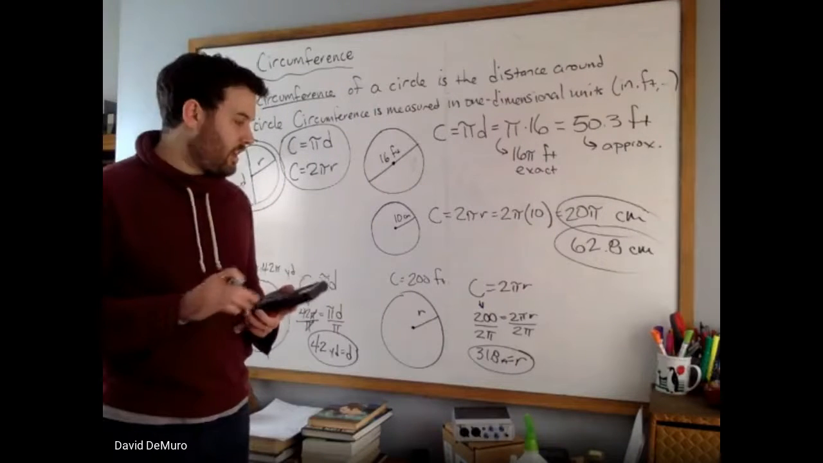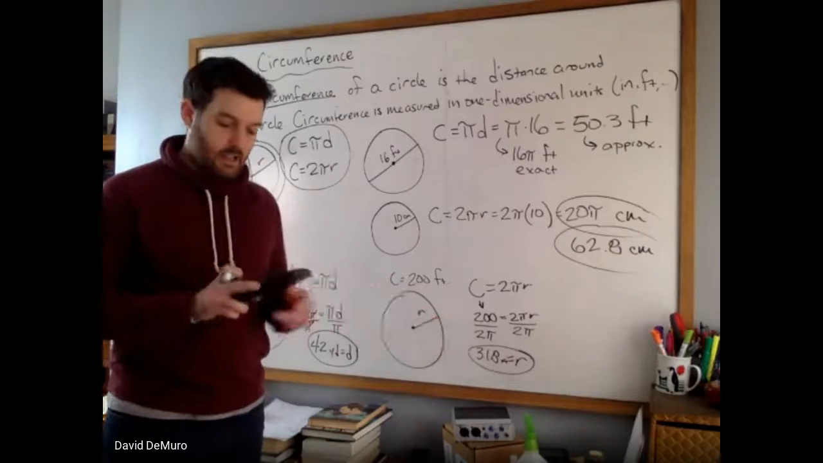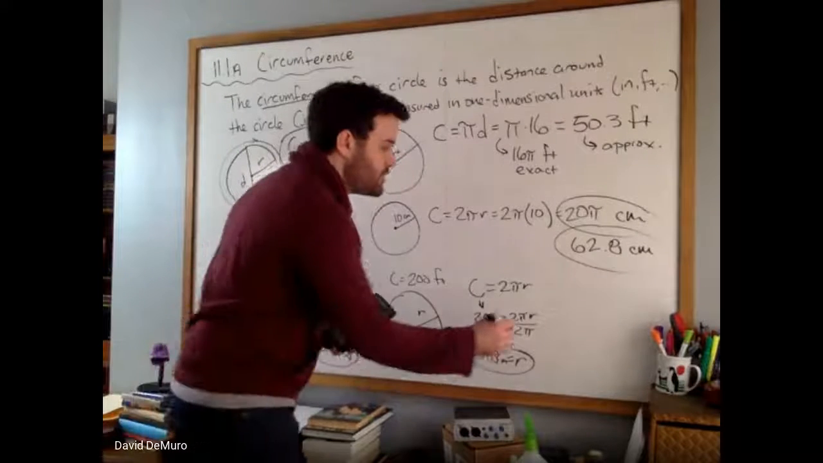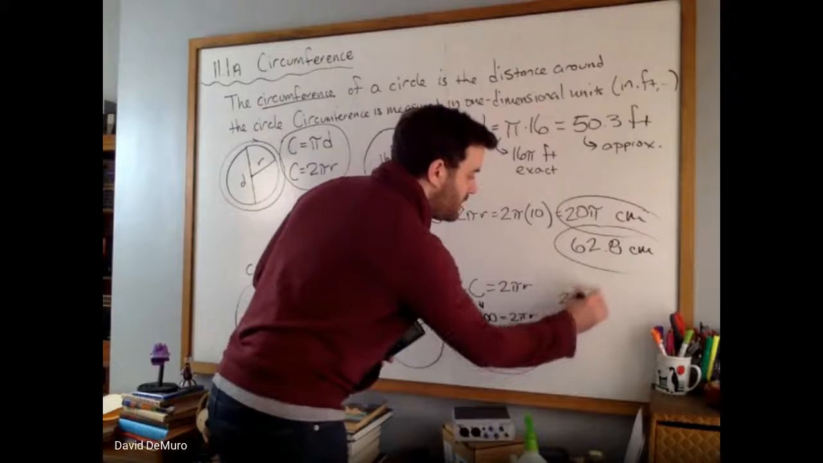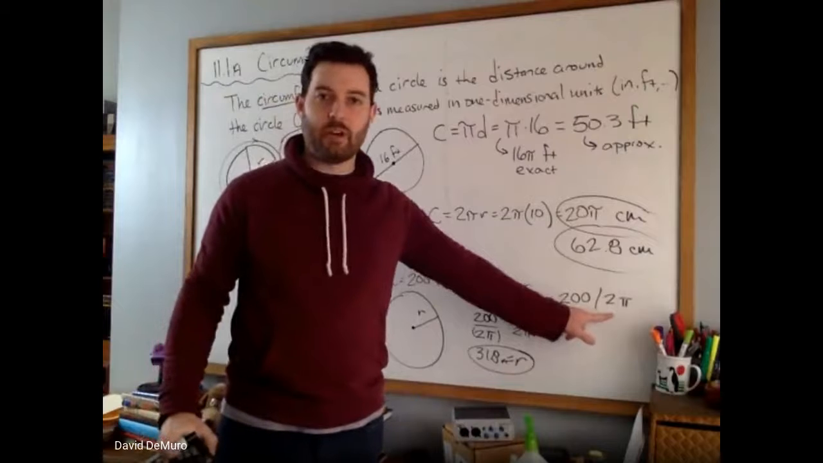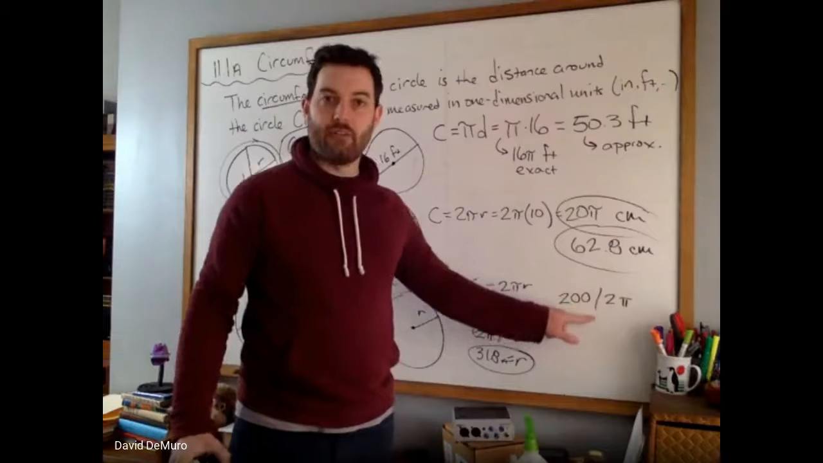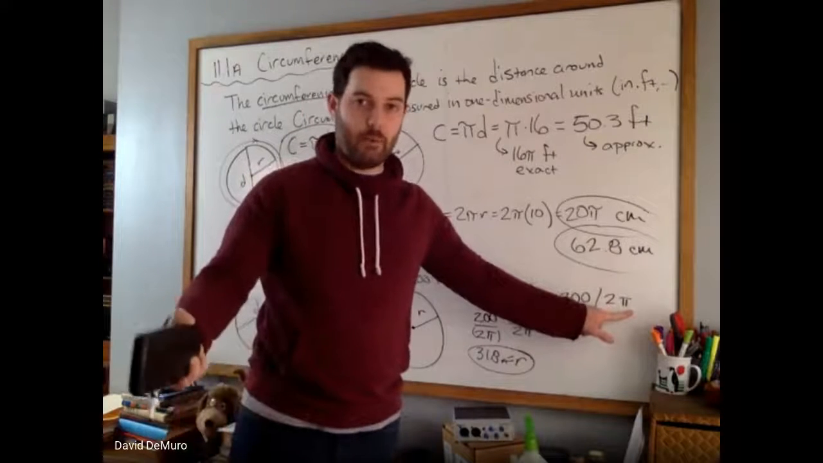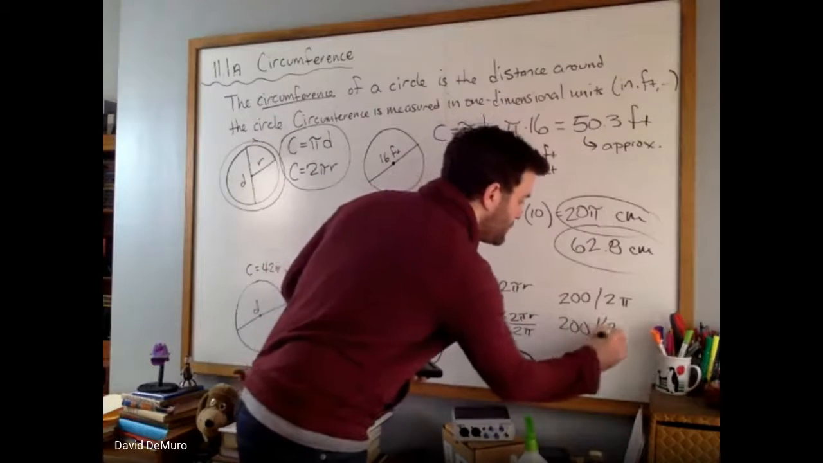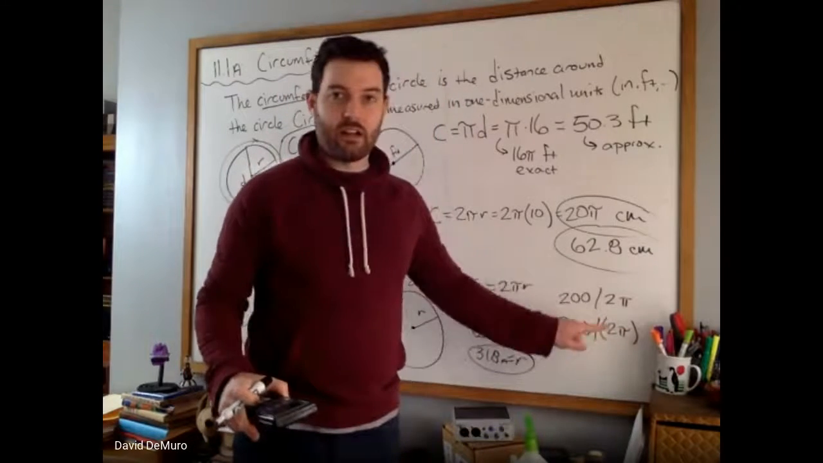Now, there's a really important thing to know about how your calculator works when you do this step and divide by 2 pi. In your calculator, you need to type in parentheses around that 2 pi. Because if you just type in your calculator 200 divided by 2 pi, your calculator doesn't know that you're dividing by both the 2 and the pi. It's going to go left to right, take 200 divided by 2, and then multiply by pi. Well, that's not what we want to do. So what you'll need to do is put 2 pi in parentheses, and now your calculator knows that you're dividing by that whole product and not just the 2.